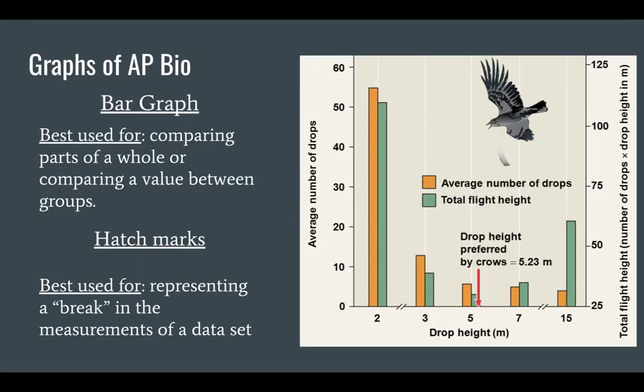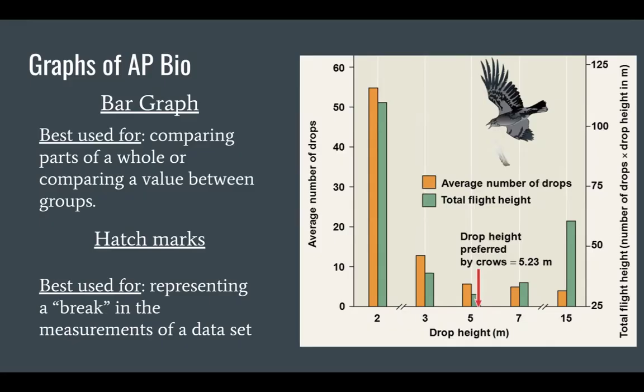And so what the hatch marks between 2 and 3 represent is that variance, that step up in the drop height is different from the rest of the scale. Same thing from going from 7 to 15. This is also showing that the scale is different here. And so this is something that you'll often see if there is not a lot of relevant data between these points, or sometimes it can be a little bit deceptive.